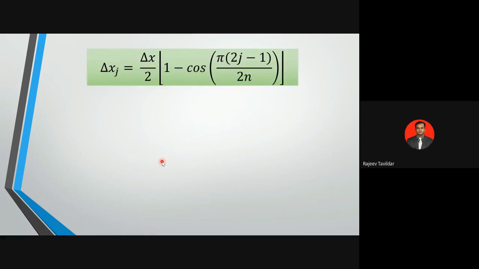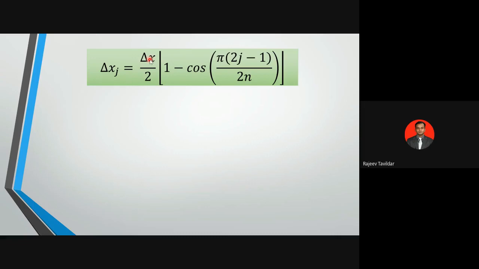The first step is to go ahead with the Chebyshev spacing in order to find out the precision points and precision angles. So we'll be using this equation, delta xj is equal to delta x by 2, 1 minus cos of pi into 2j minus 1 upon 2n. Again, ensure that your calculator is in radians mode.